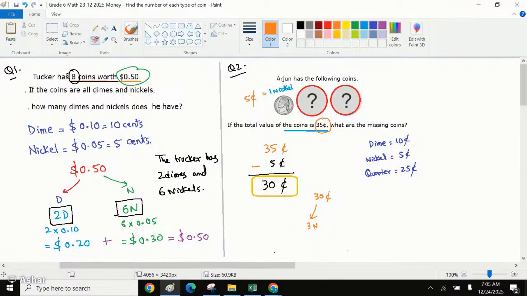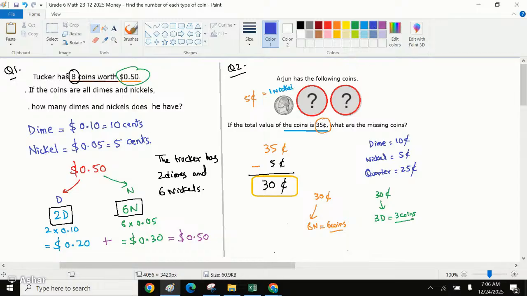Or no, 6 nickels, right? That would be equal to 6 nickels. But that means 6 nickels is 6 coins, and we only need 2 coins, right? Can we say 30 cents can be broken down into 3 dimes? That is still 3 coins. We don't need 3 coins. We are missing only 2 coins, right?